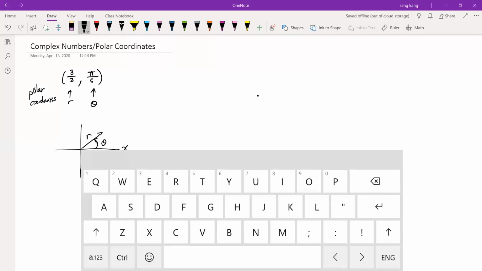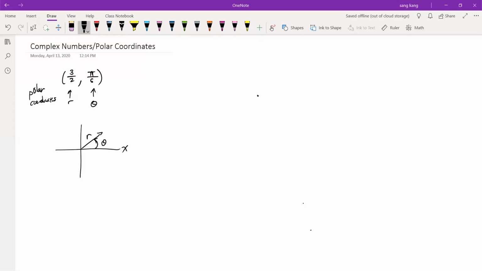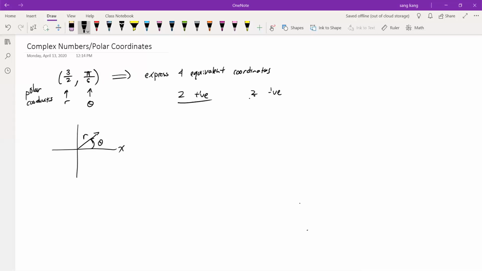So now, just as practice, let's express this in four equivalent coordinates. We'll do two positive coordinates and two negative coordinates. So again, this is as simple as, if we keep the r as is, we can essentially rotate the angle.